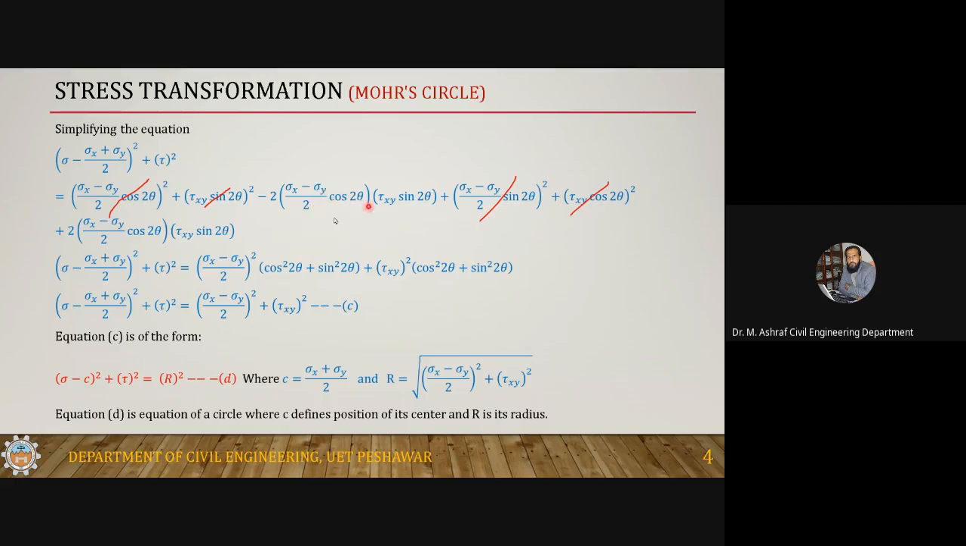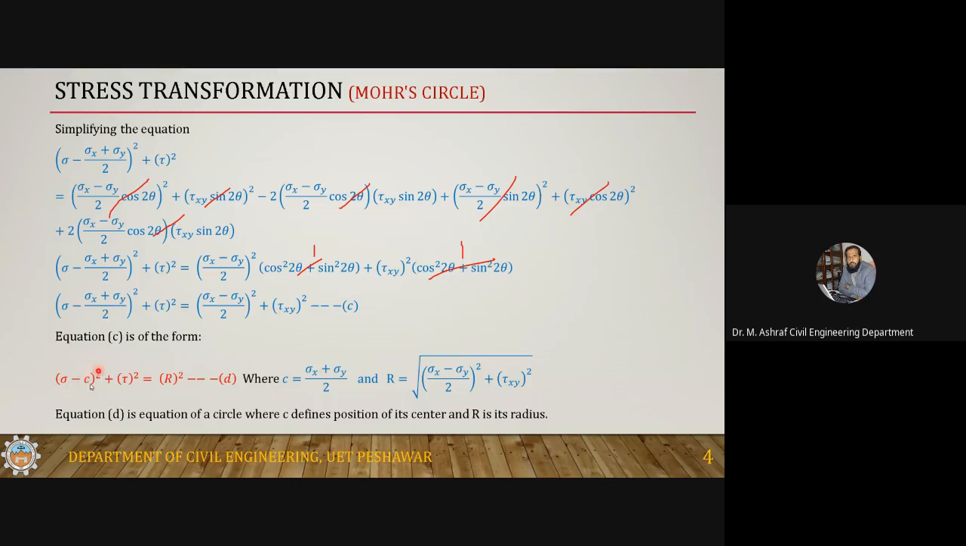And if you look at this term and this term, they are similar terms, (sigma x minus sigma y)/2 cos 2 theta times tau xy sine 2 theta, the same but having different signs, so they will cancel. Since cos square plus sine square is equal to 1, finally you will get (sigma minus (sigma x plus sigma y)/2) square plus tau square is equal to ((sigma x minus sigma y)/2) square plus tau xy square. So this is equation C. You can write this equation C in this format.